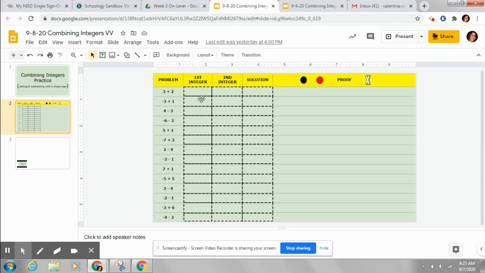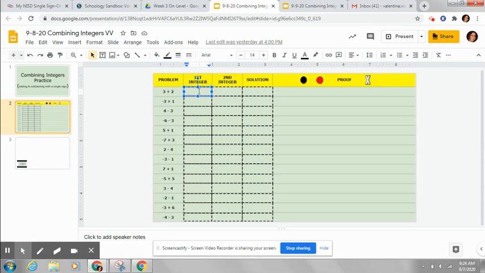So let's take a look at the first one. 3 plus 2. The first integer is a positive 3, so double click in that spot and you will type in a 3. The second integer, it says plus 2, which is the same thing as positive 2, so that's going to be a 2, and 3 plus 2 will give you 5.